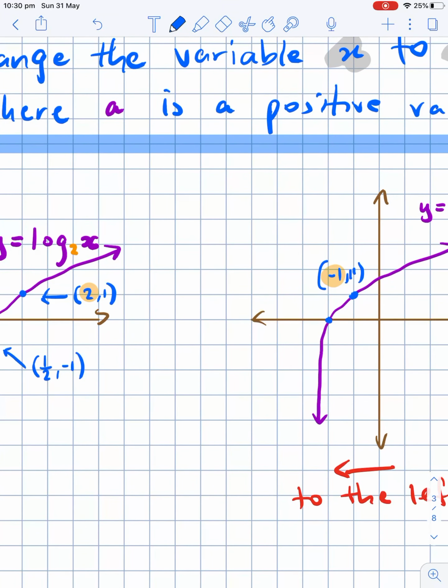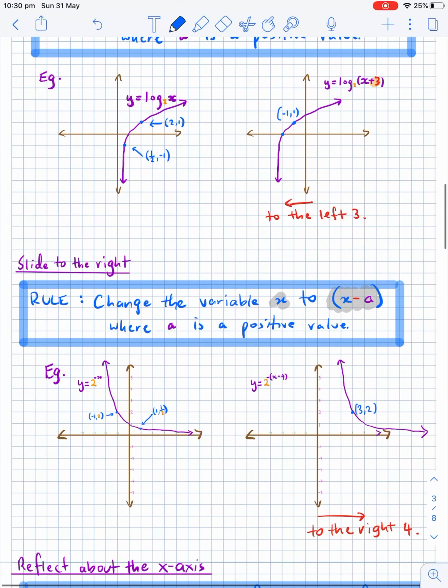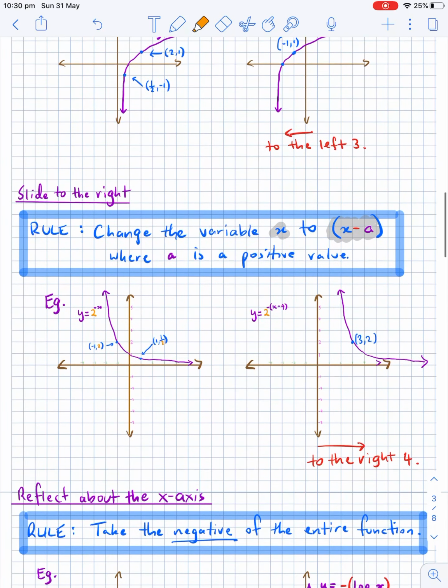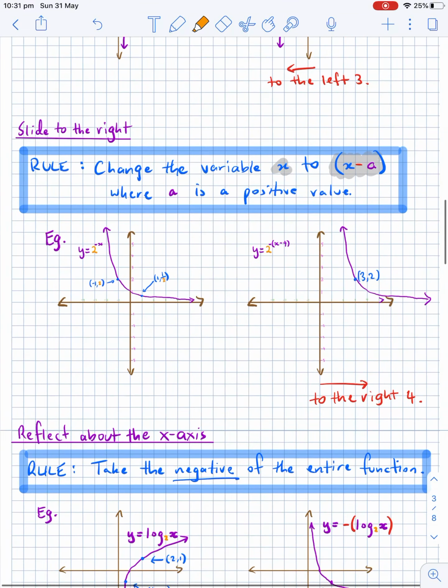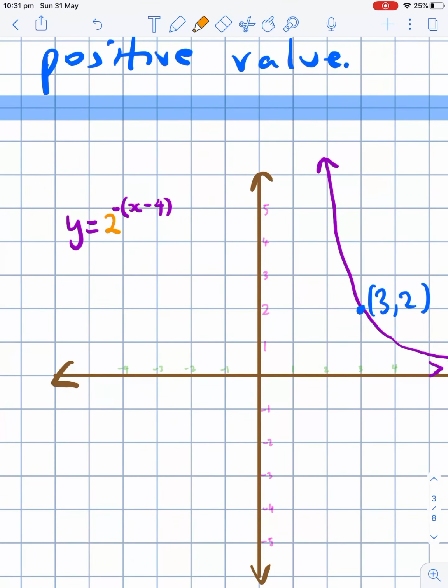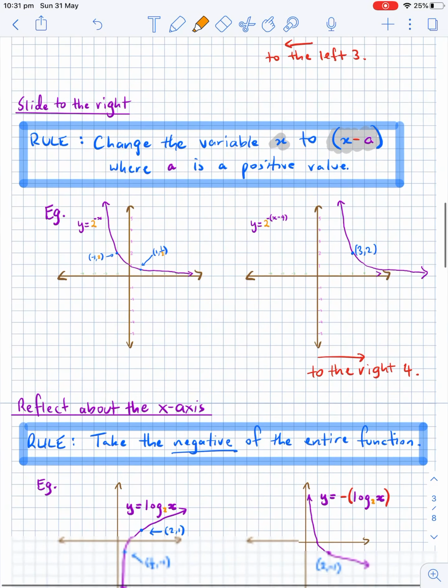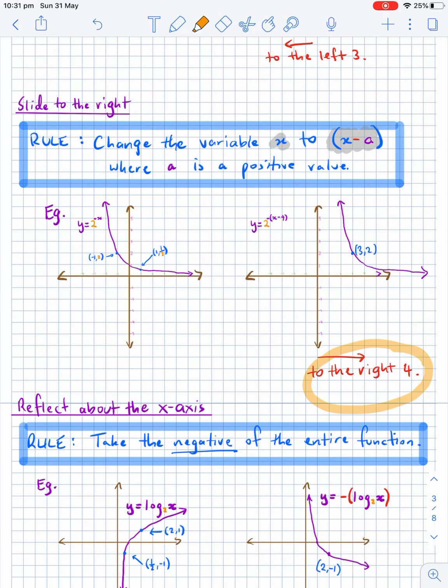Okay, so moving on. Next up, if I want to slide to the right, I need to change the variable x to x minus a. Remember, going to the right, it needs to be a negative number here, where a is some sort of positive value. So for example, if I want to move this function to the right, I need to change that x, and that x alone, I don't worry about the negative. I need to change that x to something like x take away a number. So let's do, say, x take away 4. That means I'm sliding to the right by 4.